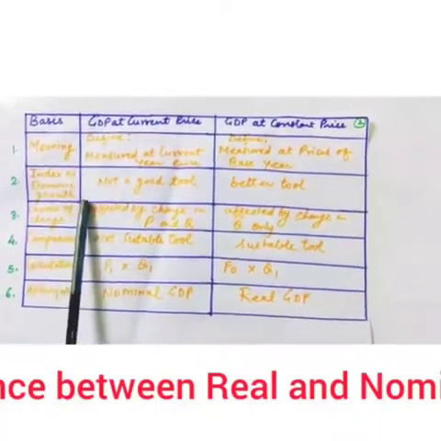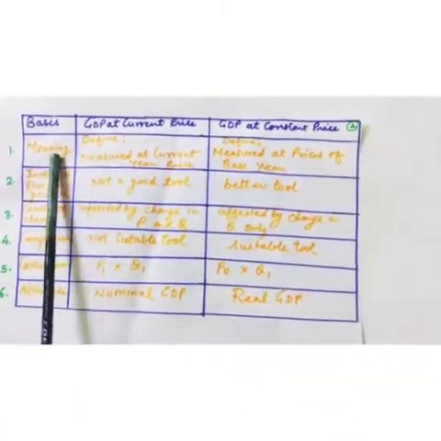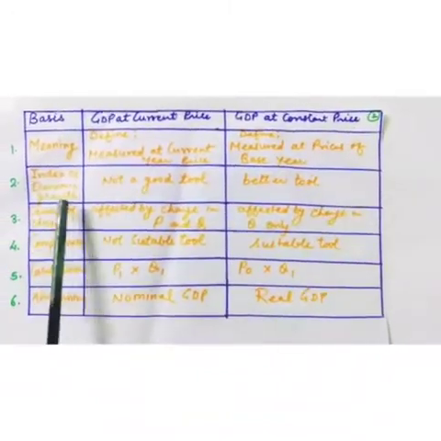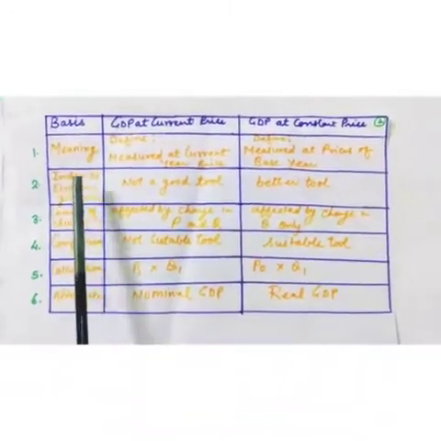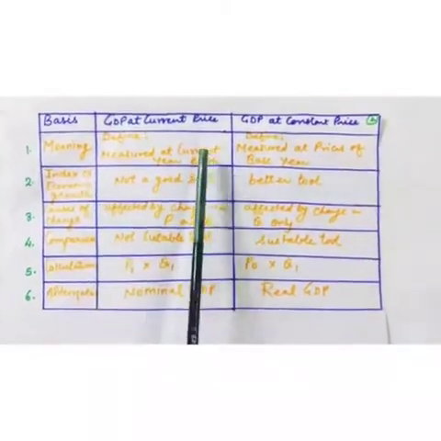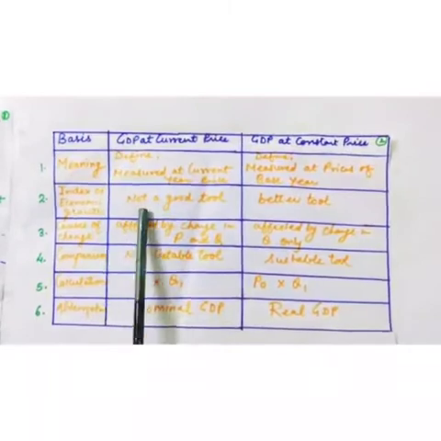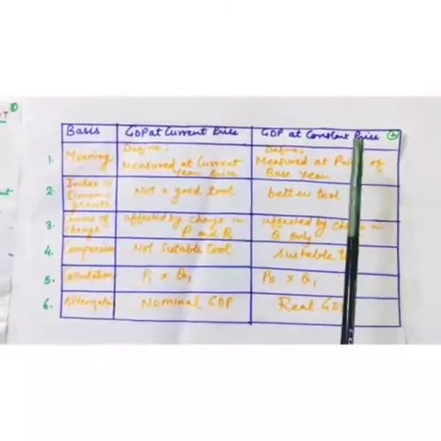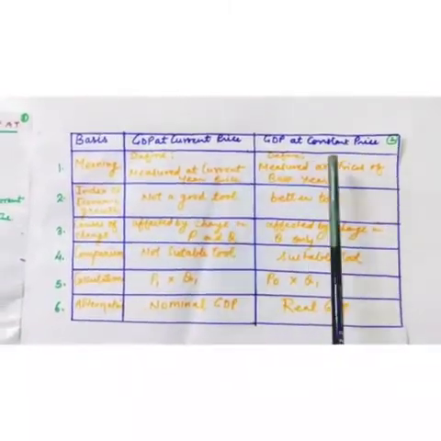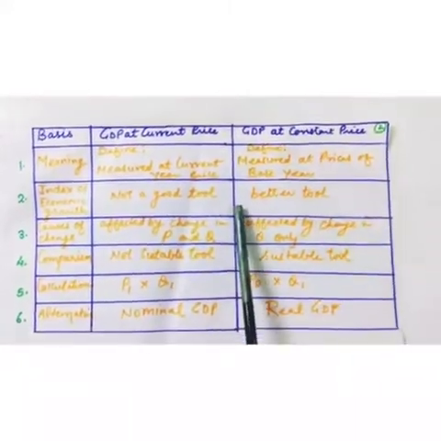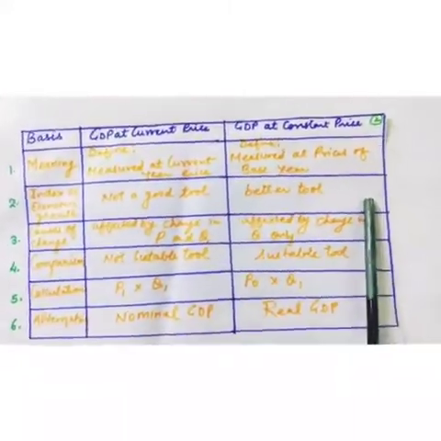In the previous video, I explained the meaning of GDP at current prices and the meaning of GDP at constant prices. Now come to the second point, index of economic growth. GDP at current price is known as nominal GDP. It is not a good tool for measuring economic growth, and GDP at constant price means real GDP. It is a better tool for measuring economic growth.